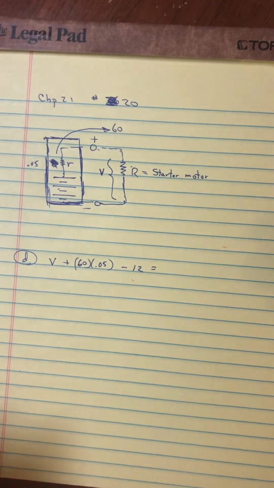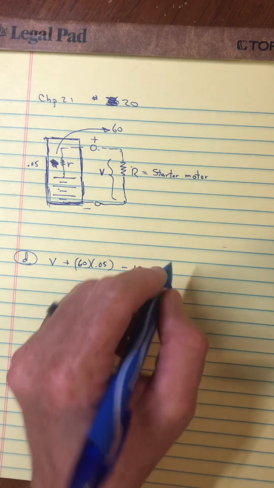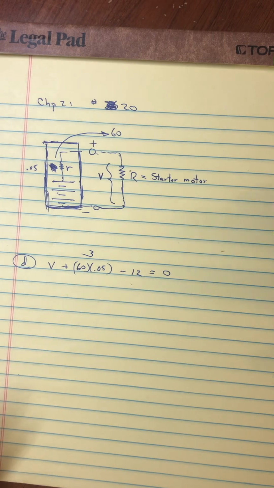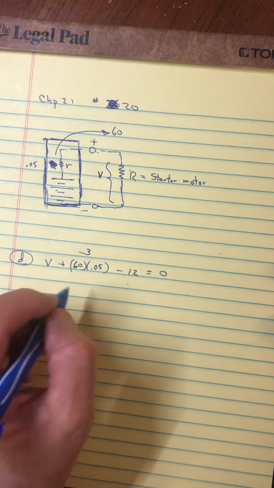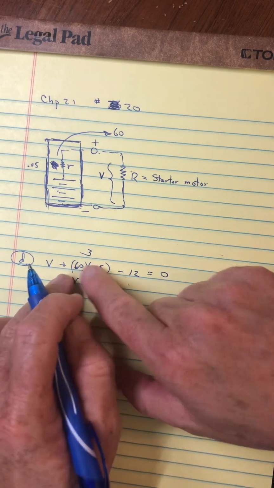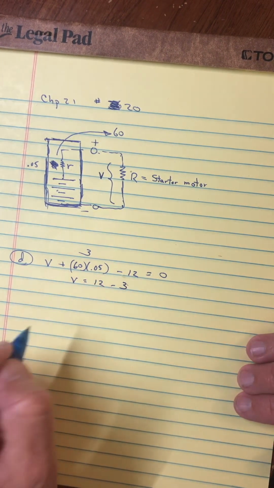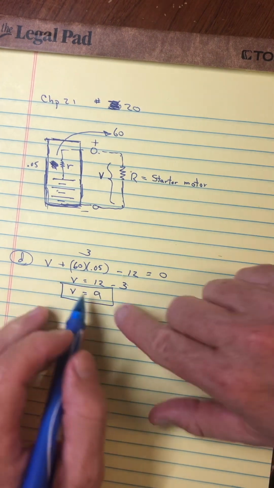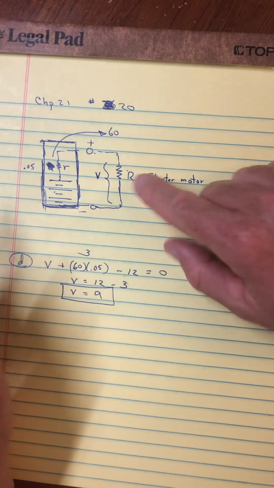Okay. I thought for a minute there it was looking different. Anyways, that equals 0. And of course, I think this still comes out to be our 3. But now we've got V equals, and when I move the 12 to the other side, it becomes plus 12, but then it's minus 3. And so that's 9 volts. So in other words, we're only supplying 9 volts to the starter motor.